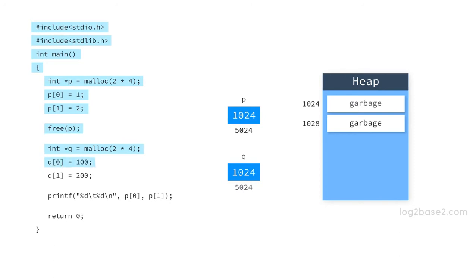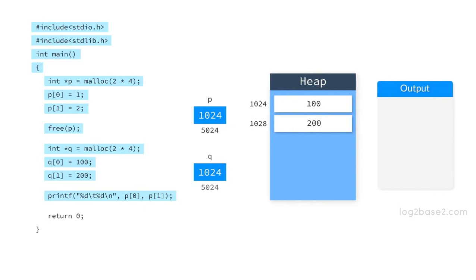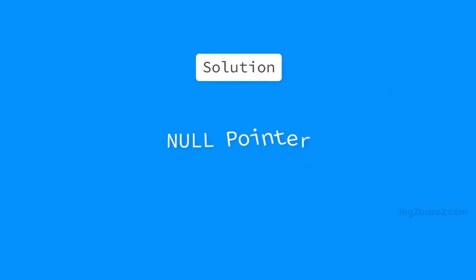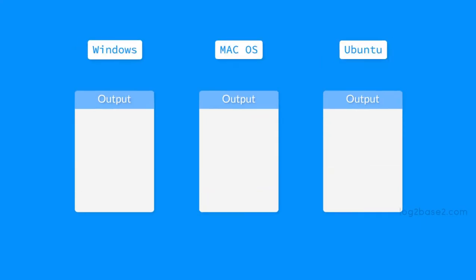Now we are setting 100 to q of 0 and 200 to q of 1. Now if we print the data using pointer p, it might print the pointer q's data. Here the data of pointer q, which is 100 and 200, will be printed. Again the solution is we need to set the deallocated pointer p to null after using it. We did the same experiment on different operating systems and the outputs were like this. In Windows we got 100 200, in Mac OS we got 100 200, in Linux it was 100 200.